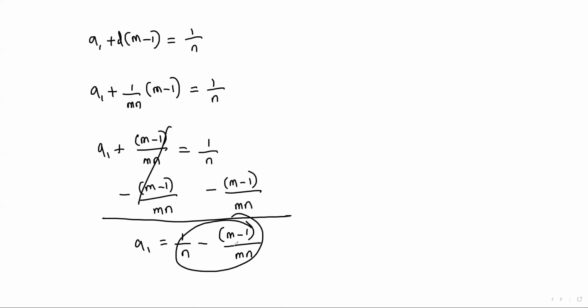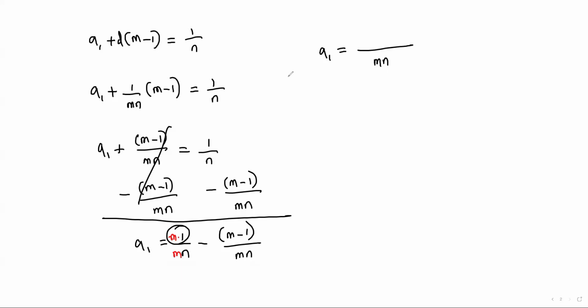I get a1 equals 1 over n minus (m minus 1) over mn. Okay, to simplify this one, I need the same denominator for both the fractions. So the denominator of the second fraction is mn, but the denominator of the first fraction is n. So to get mn as denominator for the first fraction, I multiply both numerator and denominator by mn. Sorry, m. I need to multiply both numerator and denominator by just m. So now I have the same denominator for both the fractions, mn. Okay, so I can take mn as a common denominator.